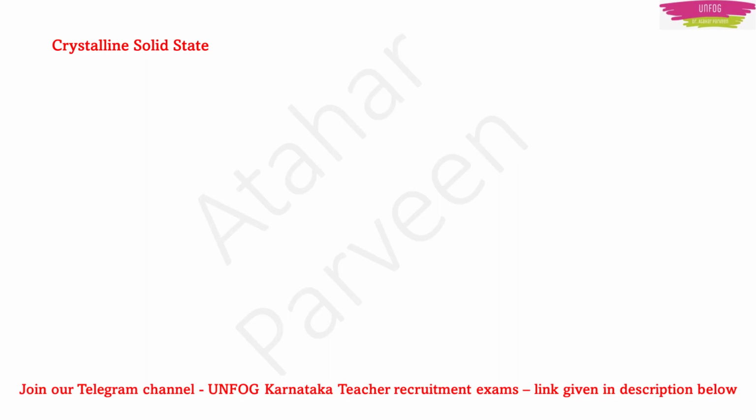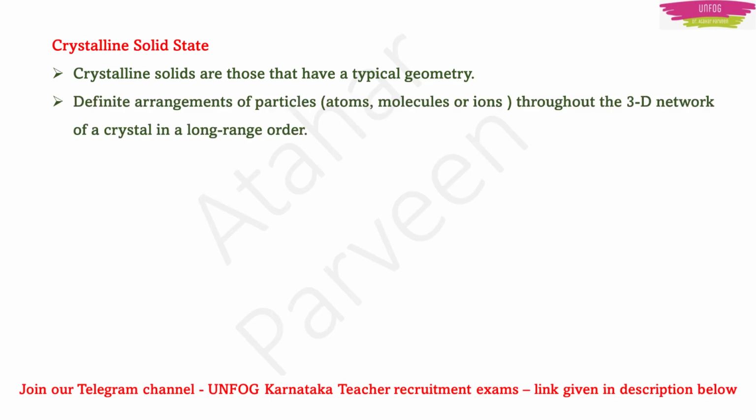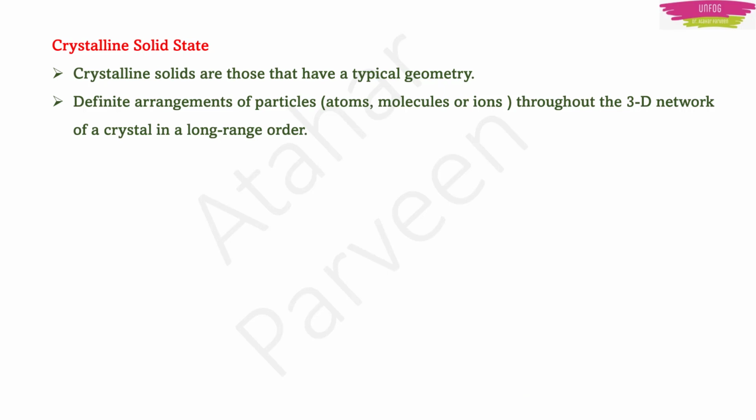Talking about crystalline solid state, they are those that have a typical geometry and there is a definite arrangement of particles in them. Now these particles can be atoms, molecules or ions, and this arrangement is done throughout the three-dimensional network of a crystal, that too in a long range order. Means the interaction between those particles is present even if the particles are far away from each other. Now examples for crystalline solids are typically sodium chloride, NaCl, quartz and diamond.